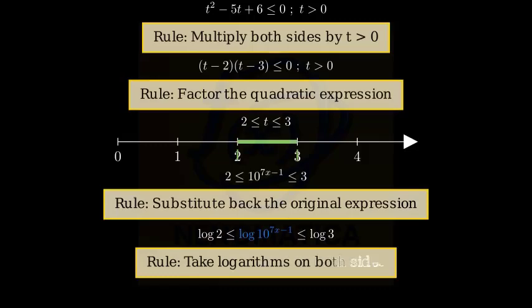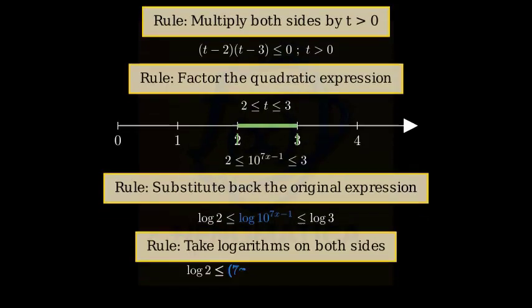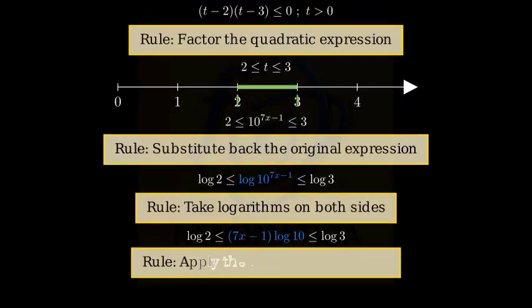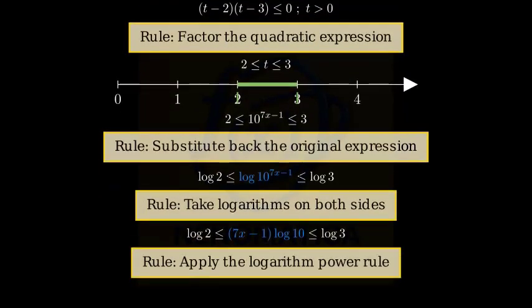Since x is in the exponent, we'll take logarithms of all parts of the inequality. Since we're working with base 10, we'll use the common logarithm. Next, we'll apply the logarithm power rule, which states that the logarithm of a number raised to a power equals the power times the logarithm of the number. So, log of 10 to the power of 7x minus 1 equals 7x minus 1 times log of 10.